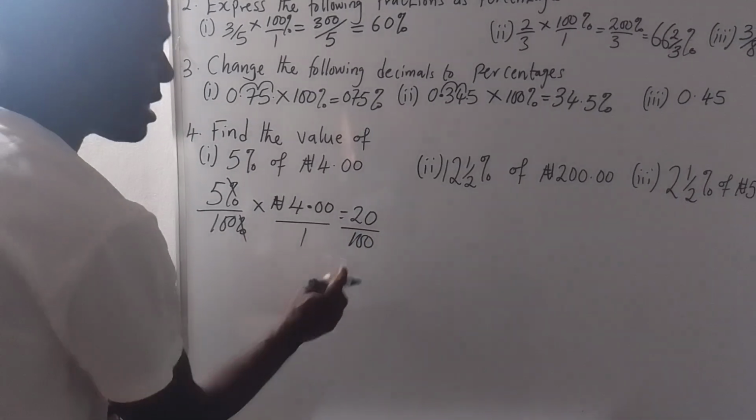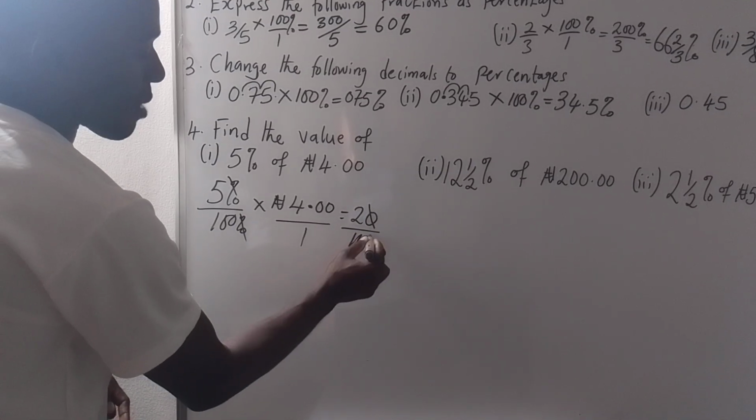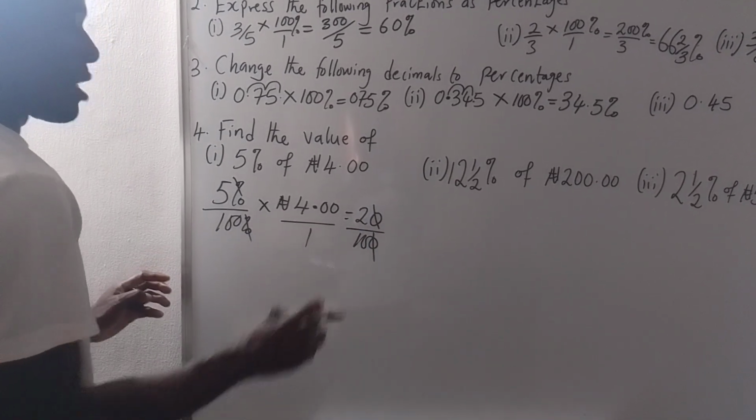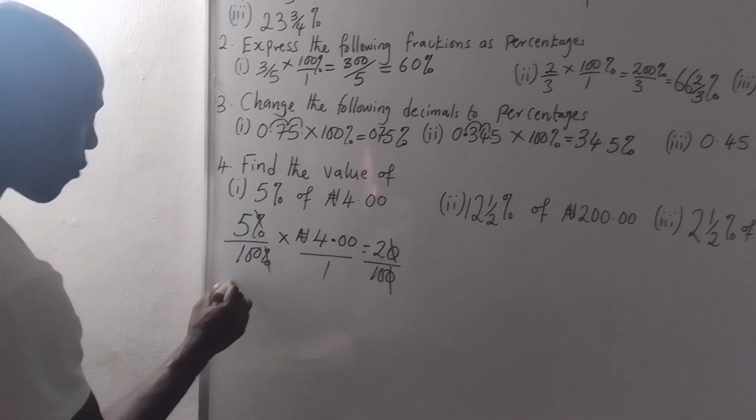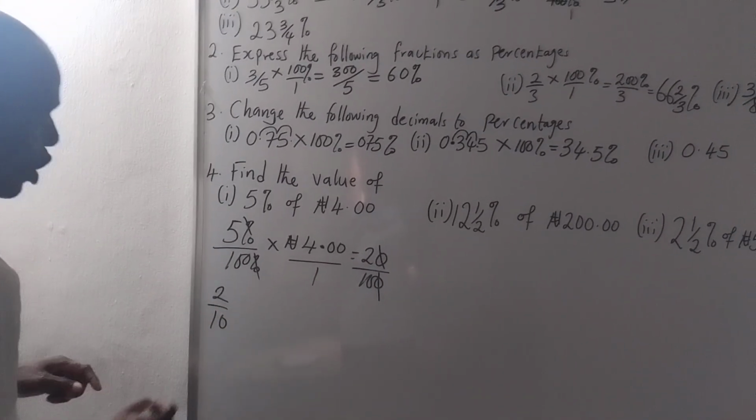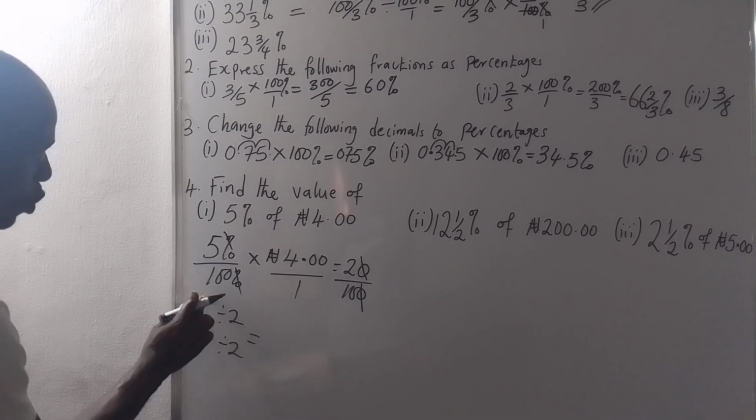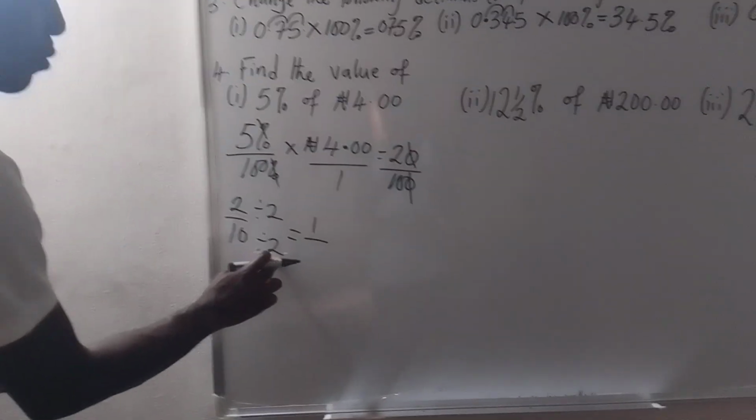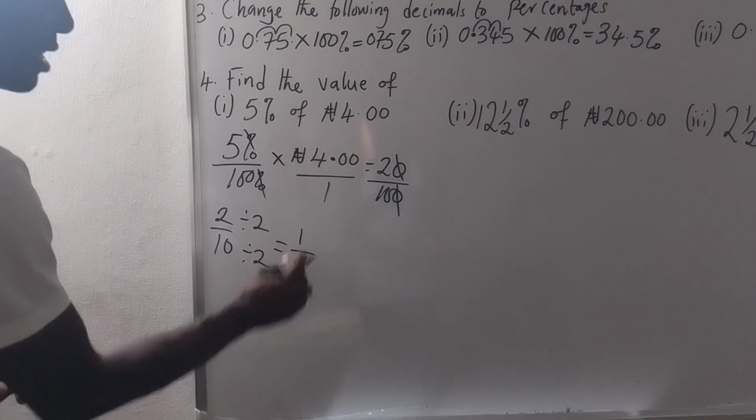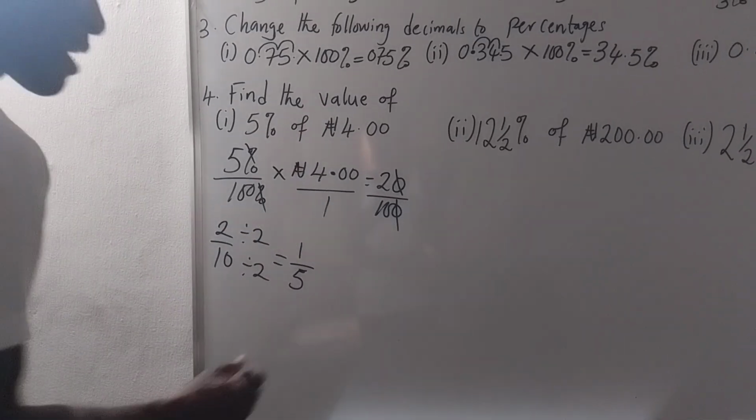Now, we can easily reduce. The last number here is 0 and the last number here is 0. We can easily reduce, 0 will cancel 0. So we're left with 2 over 10. We can divide both sides by 2. 2 divided by 2 will give us 1. 10 divided by 2 will give us 5. This is a proper fraction, but we can change it to decimal because of our naira.